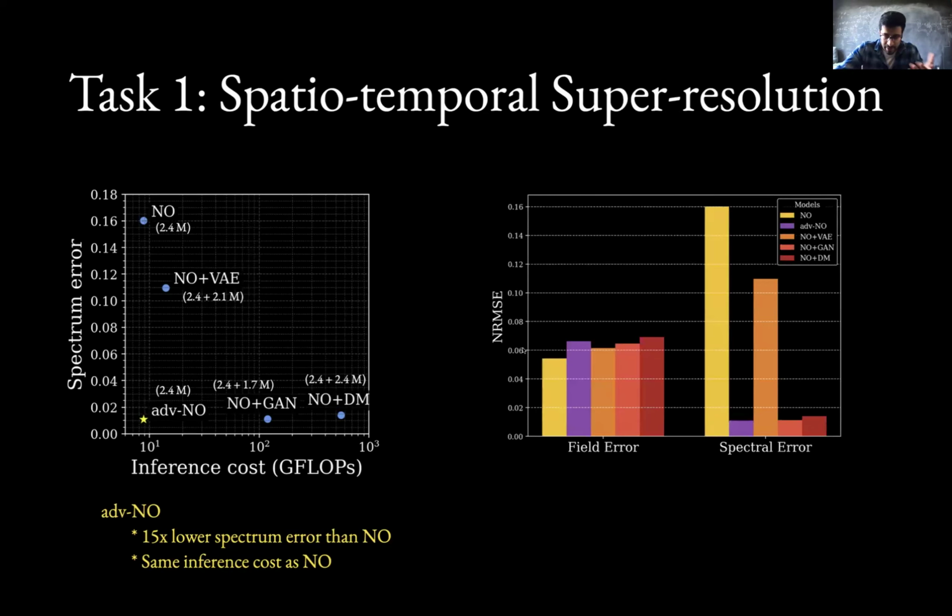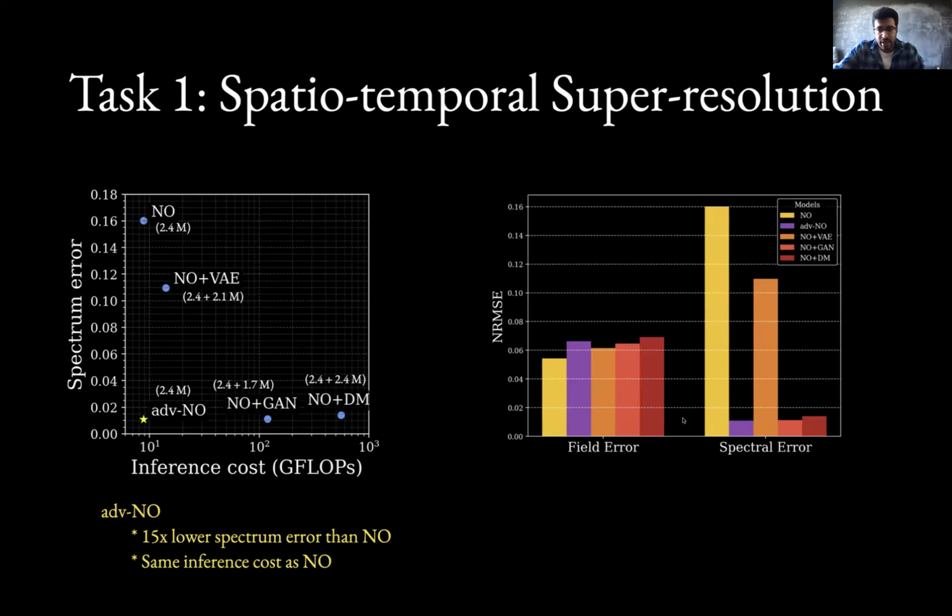We further look more closely into the errors. So there are two errors, right? One is the error in the field, or the normalized root mean square error between the state predicted by the model and the true state, and the other is the error in energy spectrum.